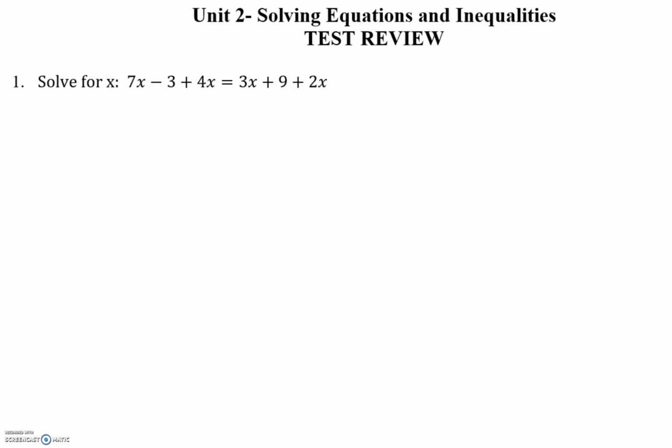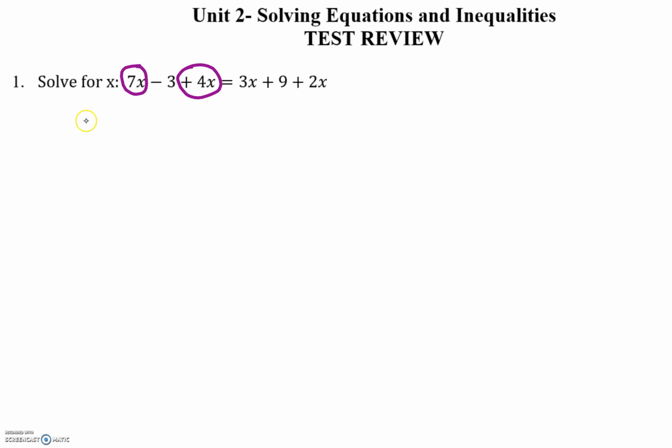Hey guys, so here's the Unit 2 Solving Equations and Inequalities test review answer key. Question number 1 says solve for x, 7x minus 3 plus 4x equals 3x plus 9 plus 2x. Our first step is usually to distribute, but we don't see any parentheses, so we're going to move on to the next step, which is combine like terms.